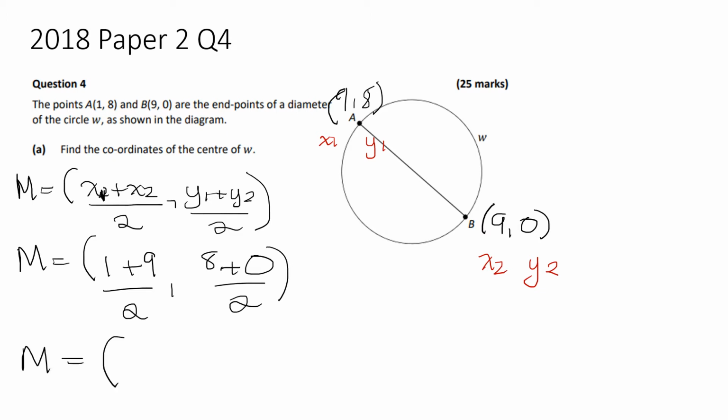So 1 plus 9 is 10, divided by 2 is 5. 8 add 0 is 8, divided by 2 is 4. So that is your midpoint there, (5, 4), and (5, 4) makes it the center of your circle.